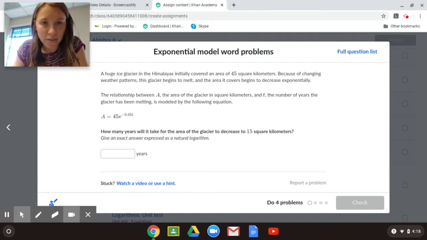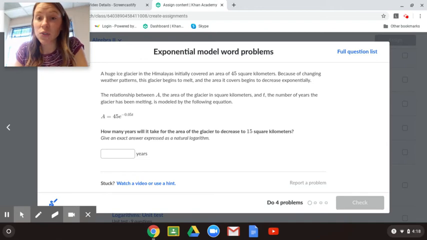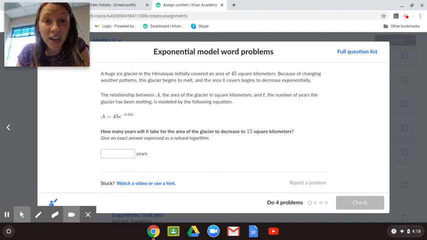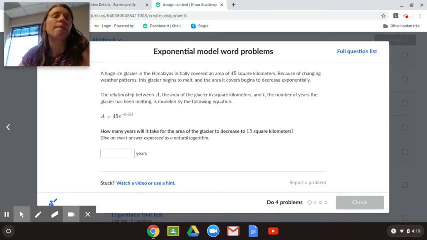How many years will it take for the area of the glacier to decrease to 15 square kilometers? So 15 square kilometers, is that an area or is that a time, a number of years? That's an area. So we're going to replace that A in our equation with 15, and we need to solve for years, the T. Give an exact answer expressed as a natural logarithm. So we actually won't probably use our calculator here. It doesn't even give us a calculator option.